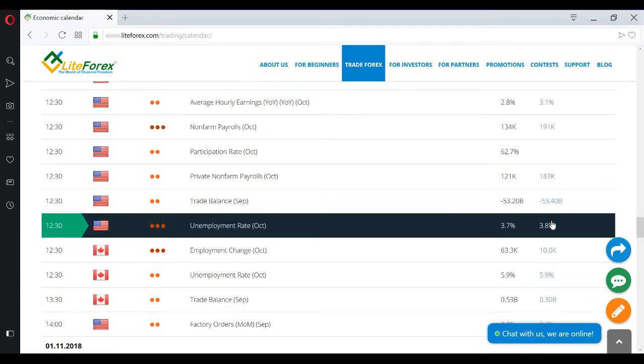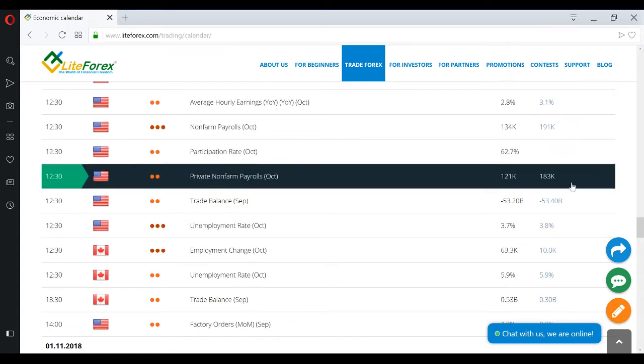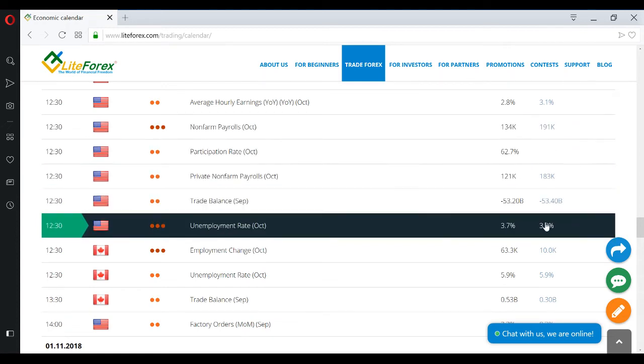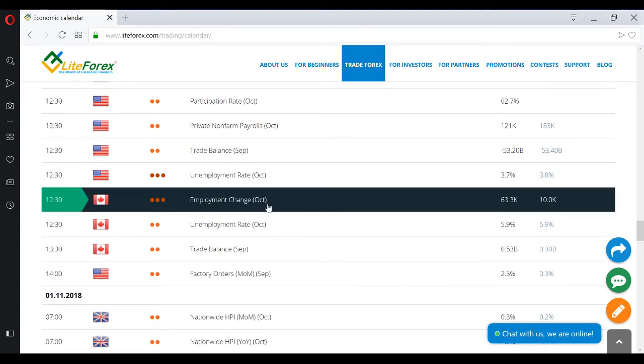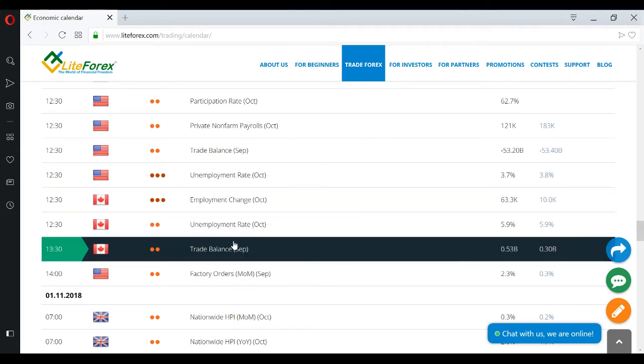And the US unemployment rate is important. Regrettably for the US dollar bulls, an increase in the unemployment rate is expected, and that would be negative for the US dollar. So you see that a lot will happen on Friday during this time, and trading is going to be really volatile. Finally, Canada will release employment change and trade balance figures on Friday.